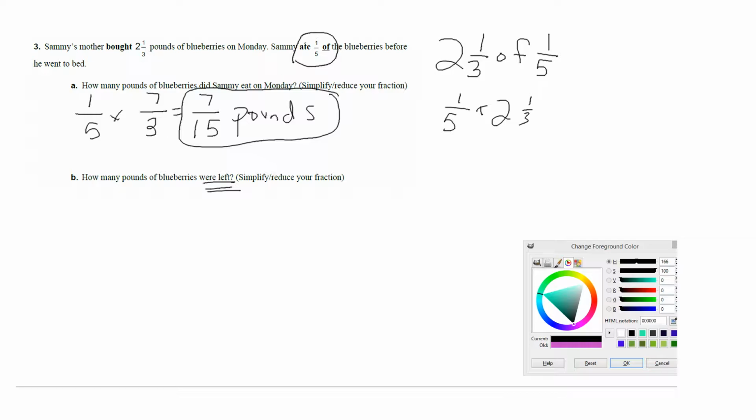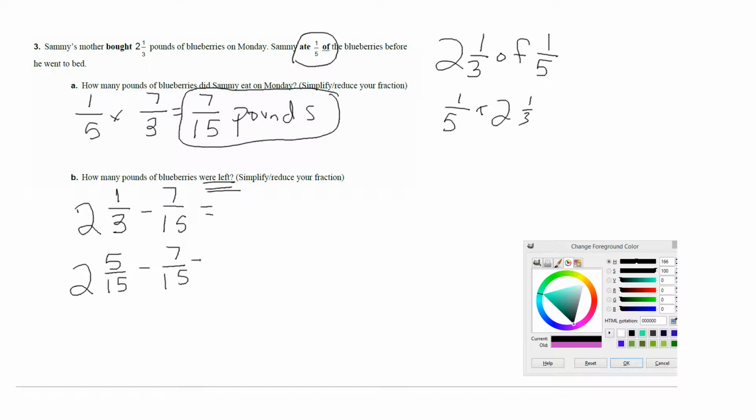But don't subtract the 1/5. This is how much she ate. This is not pounds. This was just a fraction of a fraction. So Sammy's mom starts with this amount. Sammy eats this amount. And we want to know how much is left. We need common denominators here. Let's use 15ths. So 2 and multiply by 5 over 5 is going to give us 5/15 minus 7/15.